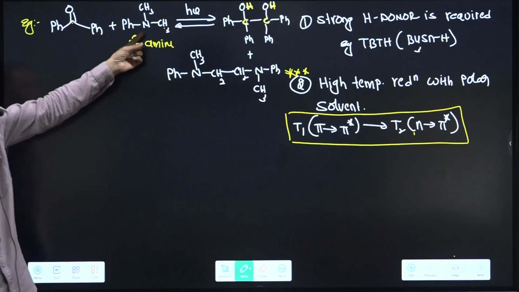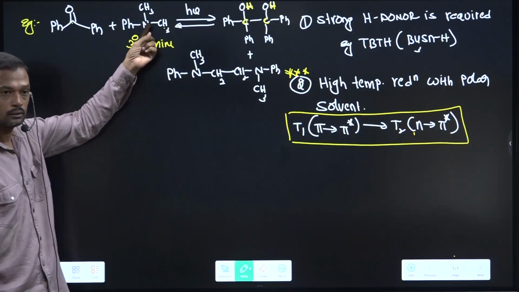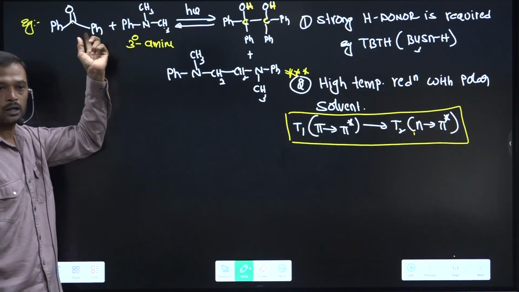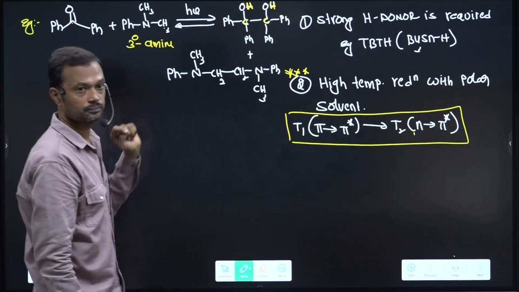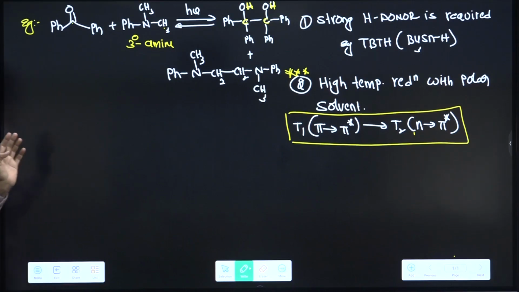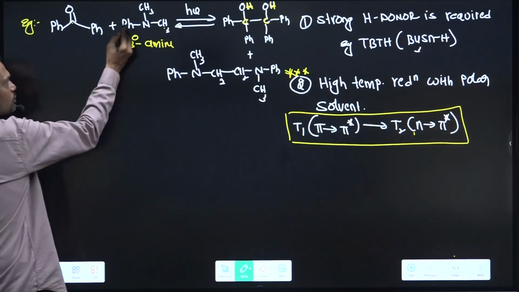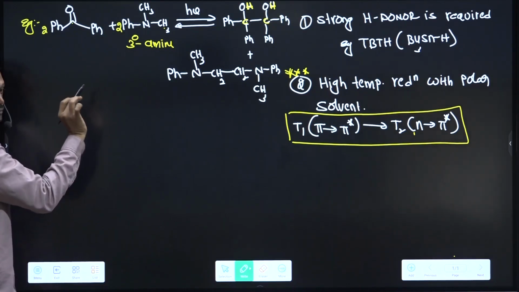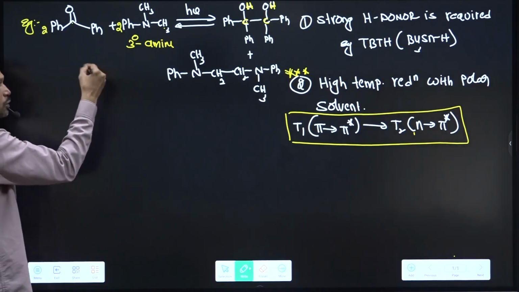Okay? When tertiary amine is a hydrogen donor, blindly remember, carbonyl gives pinacol as a major product. Clear? So now this is definitely 2 molecules. There are also 2 molecules. They won't mention this number. Try to take 2 molecules.